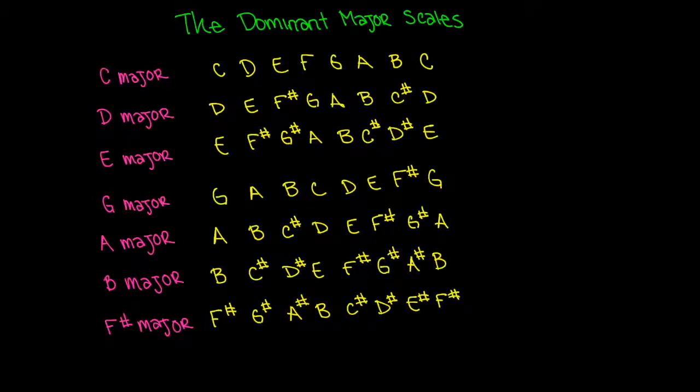Okay, first off, why do we consider these the dominant major scales, and what can we notice as a pattern? Well, I notice that they all have sharps. I don't see any flats in here at all. So that's really the concept for that.